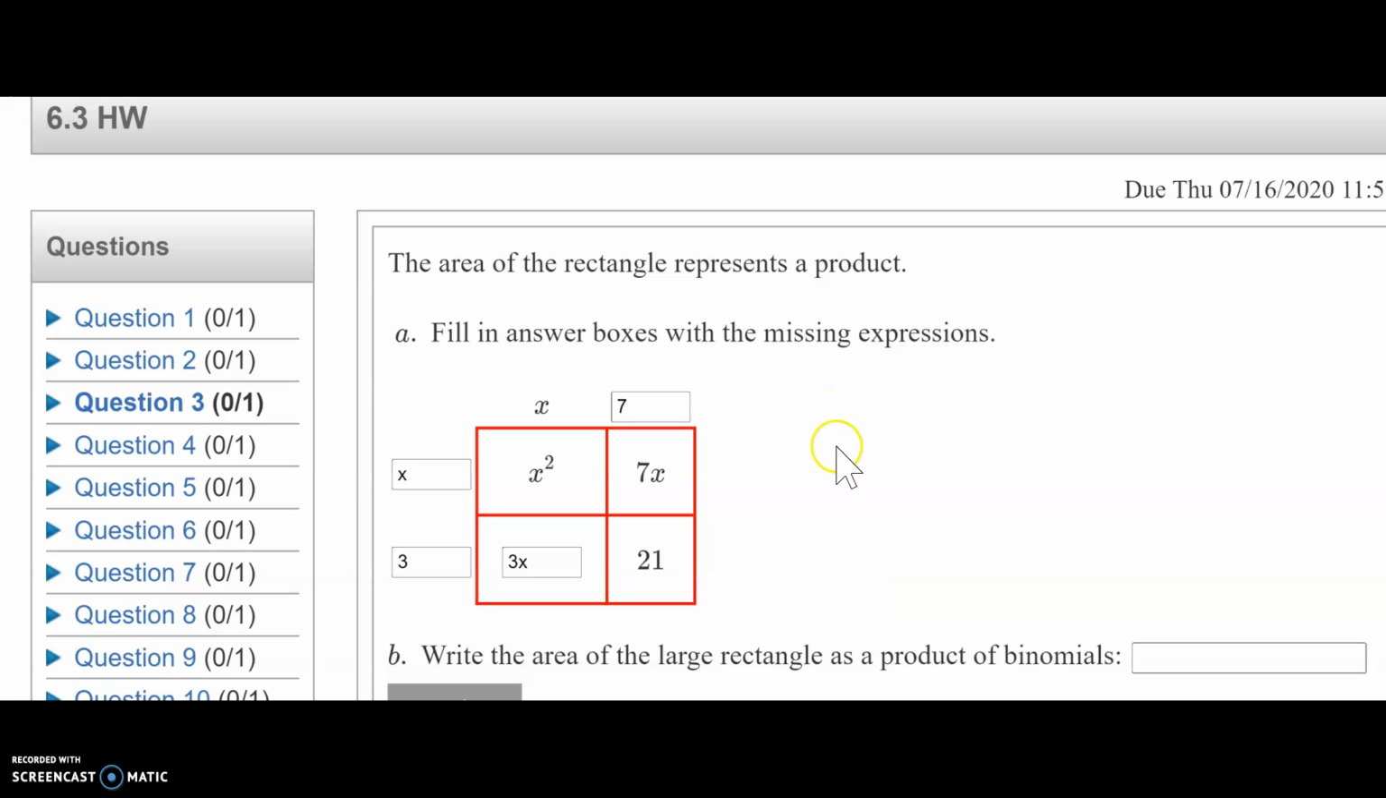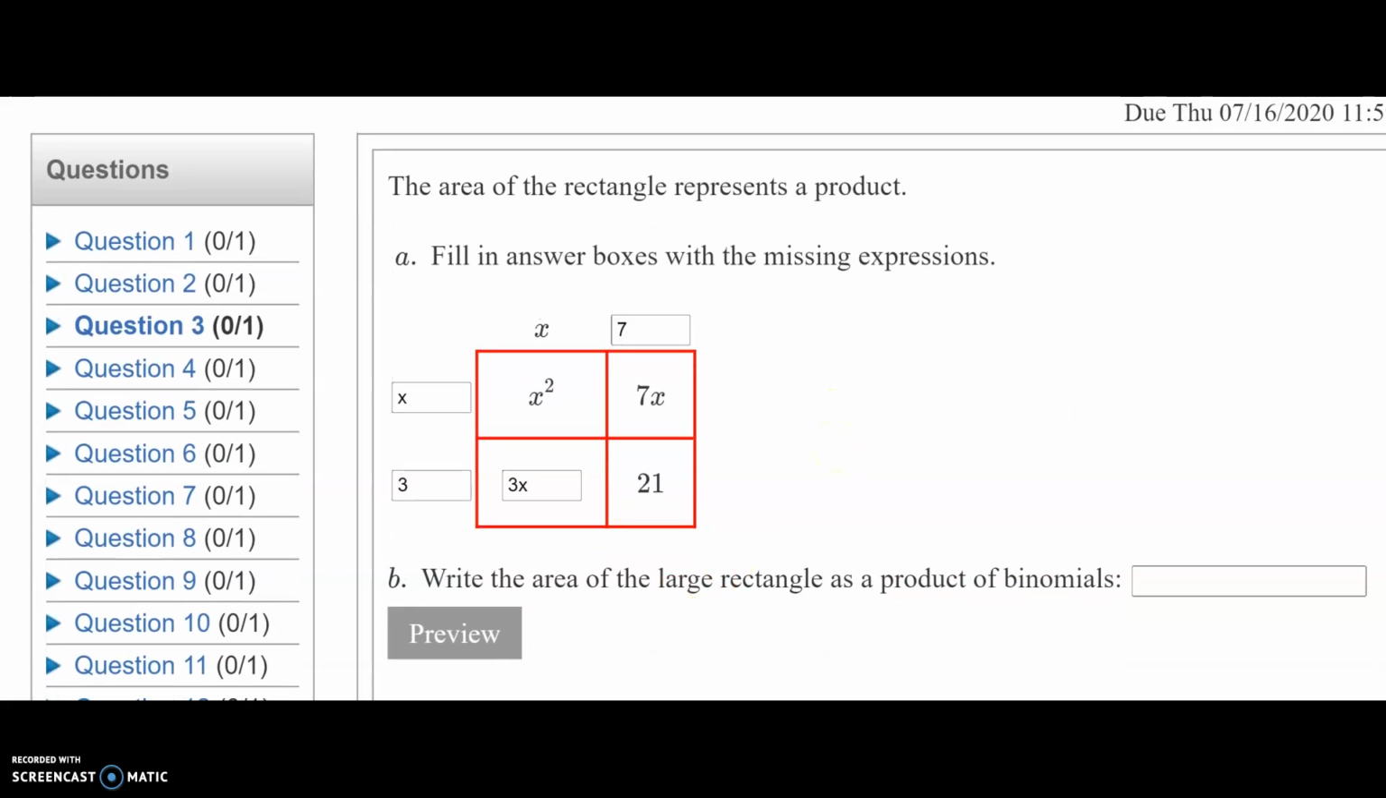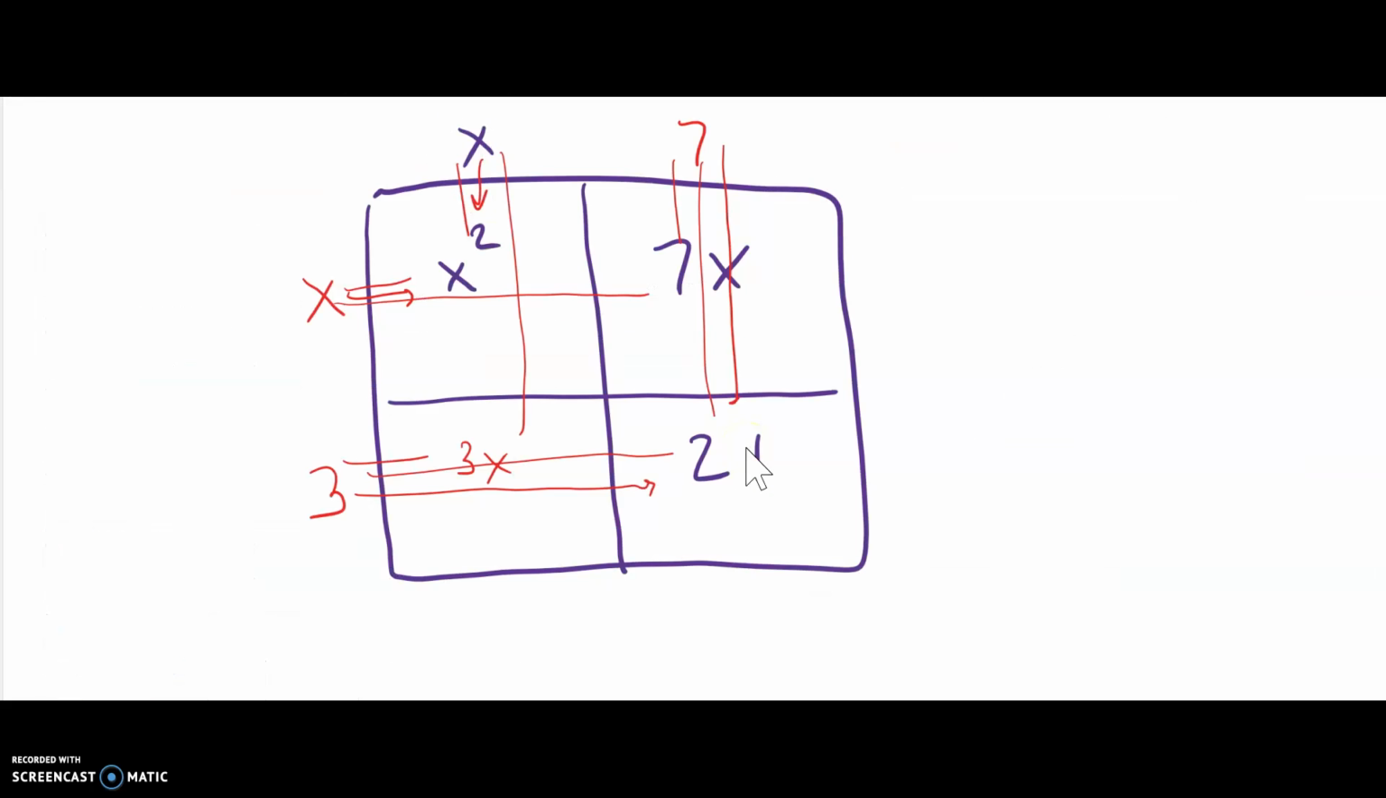Okay, part B. Now write the area of the large rectangle as a product of the binomials. Now that you have figured out the x and the 7, that means x plus 7, and then we have the x plus 3. Let's go back to here. The top row there is x plus 7. If you have a negative someplace, then you'd have a minus instead, but this is all positives.